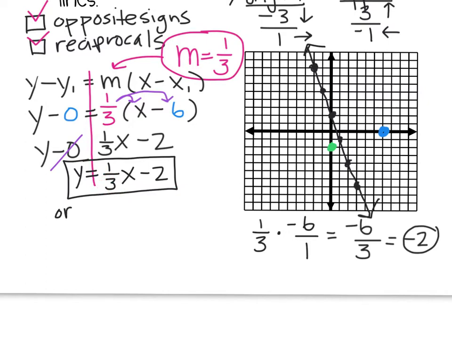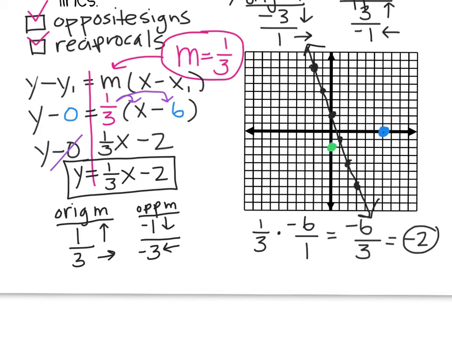We better make our original and opposite here. My original slope says I'm going to go +1 and +3, which means up 1 and to the right 3, my opposite slope is going to take me down 1, right? We'll go negative direction and negative direction. The opposite of positive 1/3 is negative 1 over negative 3.